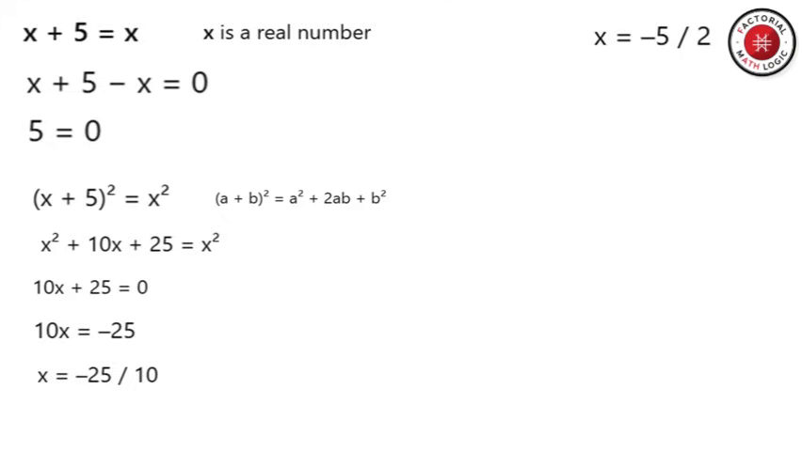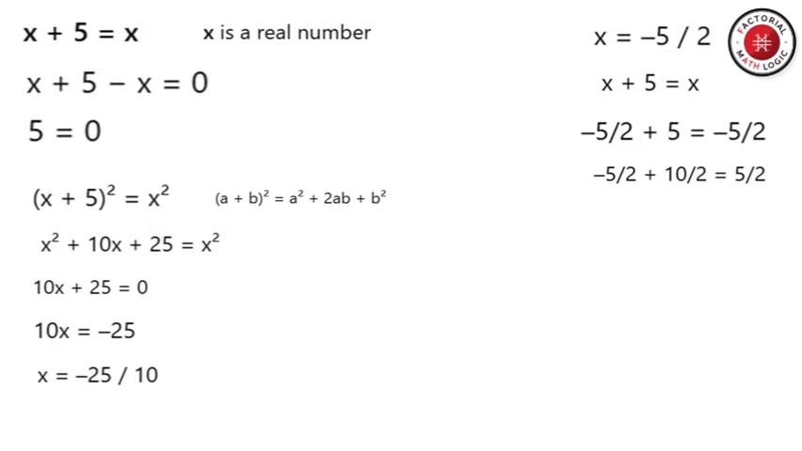But now we must verify it. Let's plug it back into the original equation. x plus 5 equals x. Negative 5 over 2 plus 5 equals negative 5 over 2. Find a common denominator. 5 equals 10 over 2. So, negative 5 over 2 plus 10 over 2 equals 5 over 2.